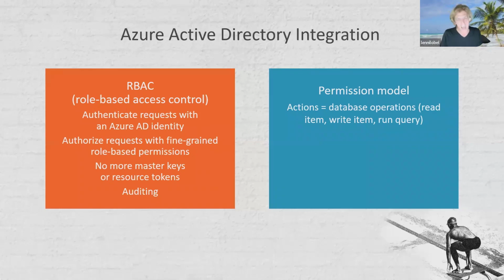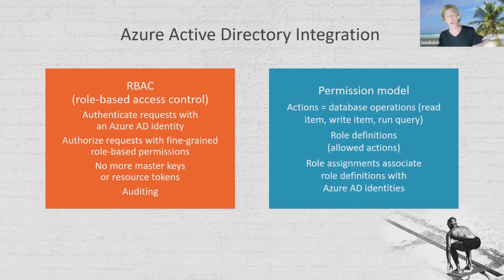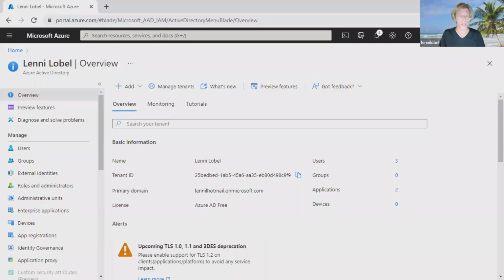So there are these actions. These are the most basic things that you might want to do in the database. Operations like reading an item, writing an item, running a query, and there's a bunch more. Those are the most fundamental ones. And then you create these role definitions where you list the actions that are allowed by that role. So you have these role definitions, and then you assign those roles to AD identities, right? We'll see how this works.